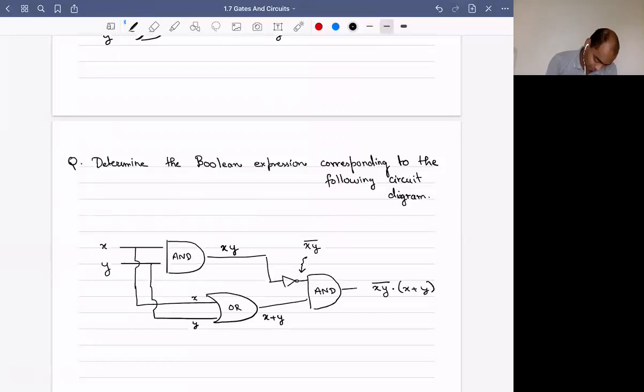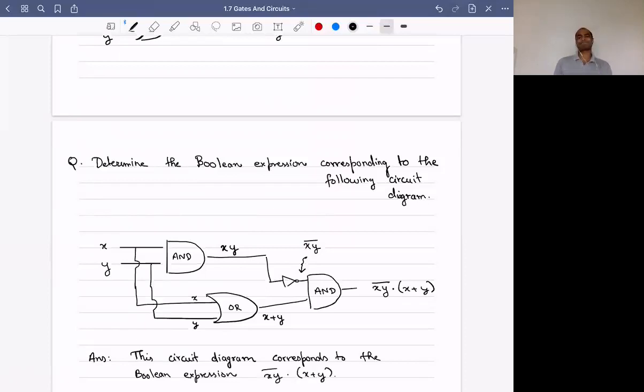And so the answer is that this logic gate, or this circuit diagram, corresponds to the Boolean expression XY bar times X plus Y.